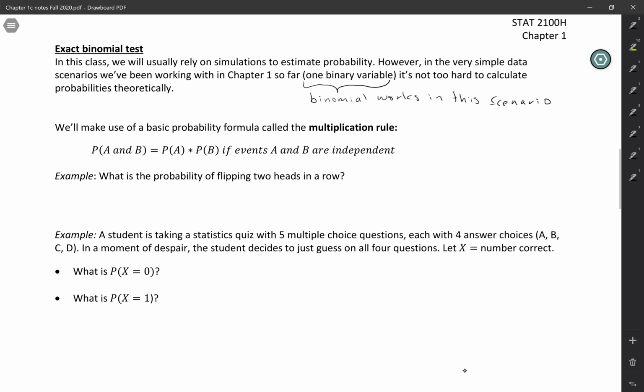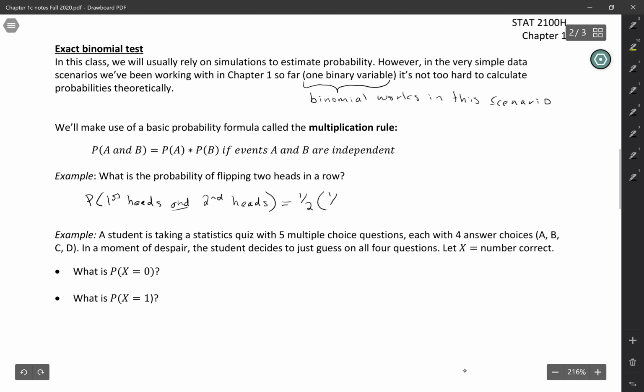So just a very simple example of this, we could say, what's the probability of flipping heads 2 times in a row? To put it in terms of the multiplication rule, this would be the probability of the first flip coming out to be heads, and the multiplication rule is about and scenarios, the second flip turns out to be heads. So to calculate that probability, we take the probability of heads in the first flip, which would be 1/2, and we multiply it times the probability of heads in the second flip, which is also 1/2, and the probability of getting heads twice in a row comes out to be 1/4.